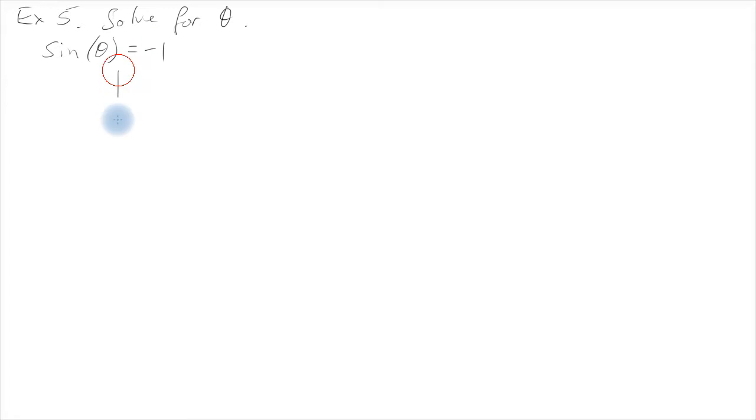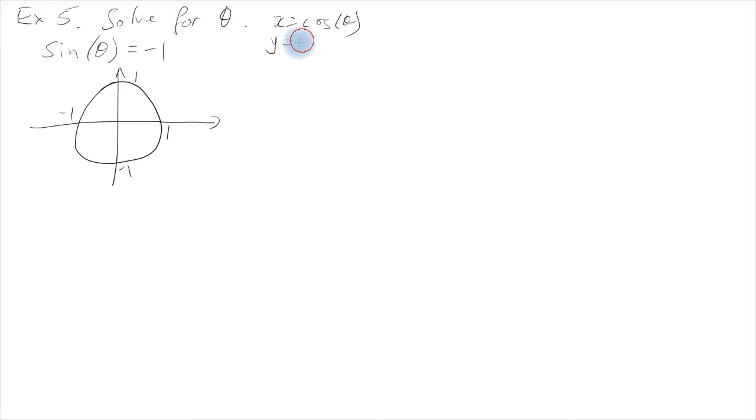Okay, so here I'm going to take out my unit circle again. 1, 1, -1, -1. Now I've got to remember that the x-coordinate is cosine of theta, and the y-coordinate is sine of theta, just like we learned in our previous video. So here we're looking for sine of theta equals -1. So we're looking for where y equals -1. The only point around this whole circle where y equals -1 is right here. So we're looking for this angle here.